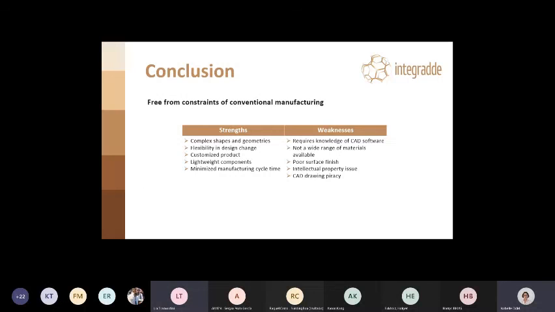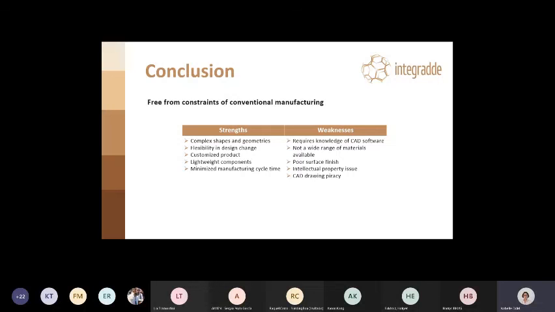So, a short conclusion about design rules. With additive manufacturing, you may have complex shapes and geometries. It's more flexible in design. The product can be customized and the components are quite light.